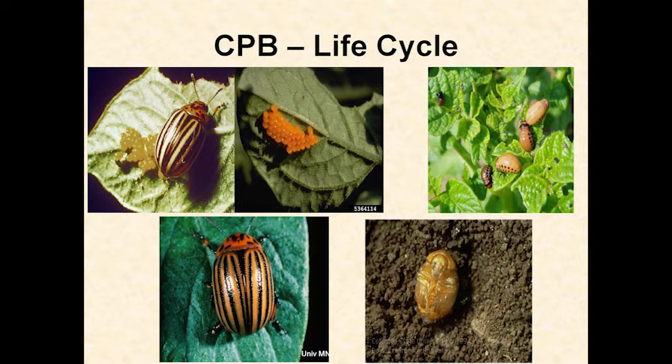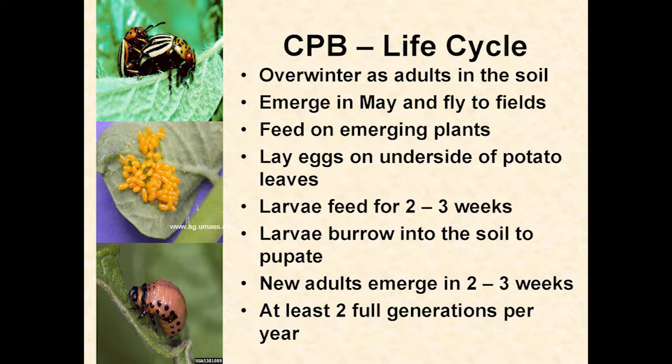Right now, they're out there waiting for the crops to come up. They'll emerge in May and start to move to the fields, begin to lay their eggs. Larvae only feed for about 2 to 3 weeks. But again, they didn't all come out of the soil at the same time. They didn't all arrive in the potato patch at the same time, so you have larvae over a long period of time. It's not one and done like some other things. New adults emerge 2 to 3 weeks later and repeat the cycle in the second half of the summer.